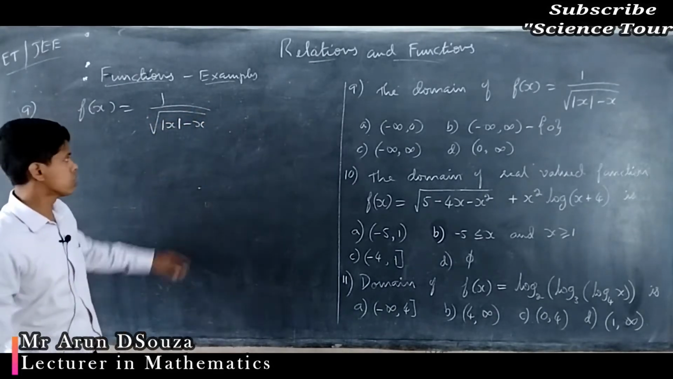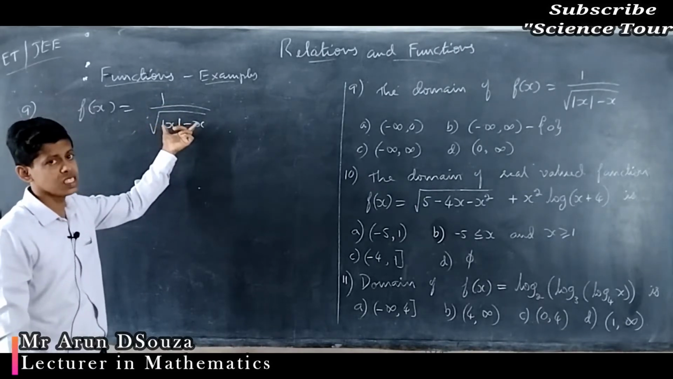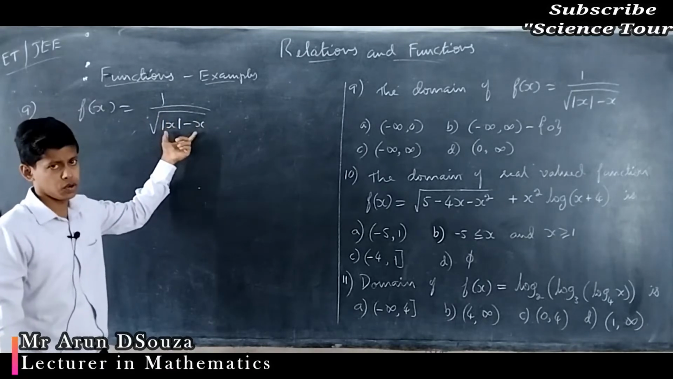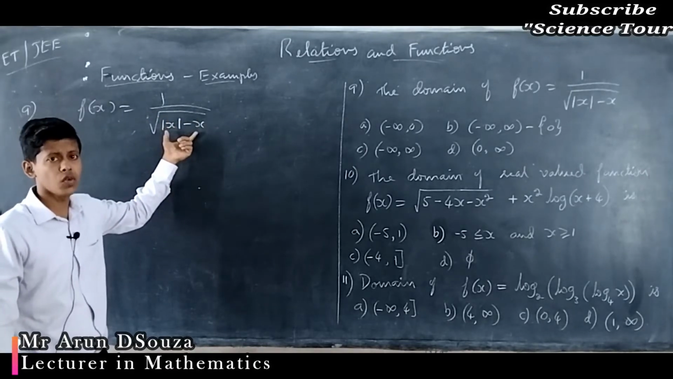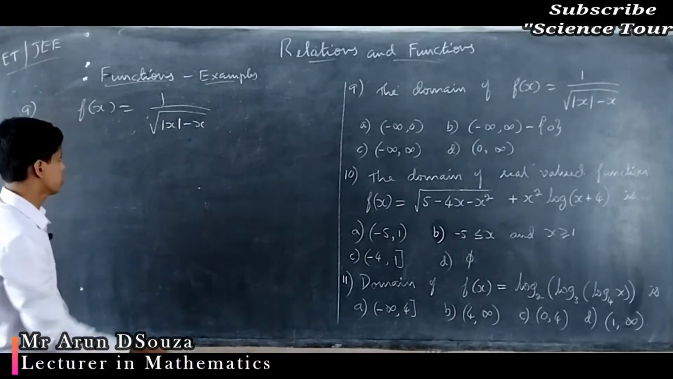Now here there are 2 things. One is the rational function: the denominator should not be 0. The second thing is you have something within the square root. So whatever you have within the square root should not be negative, correct? So there are 2 things here.